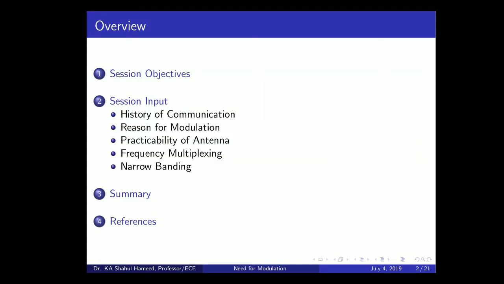I have planned this session like this: first we are going to discuss the session objective, then session input. In session input: history of communication, reason for modulation, practicability of antenna, frequency multiplexing, narrow banding, and then the summary of the session, and then references. This is the overview of this session.